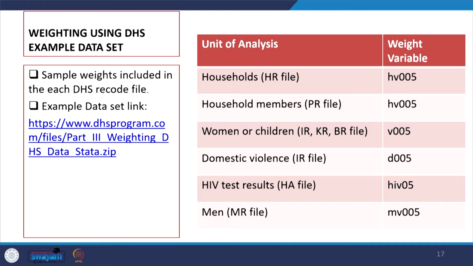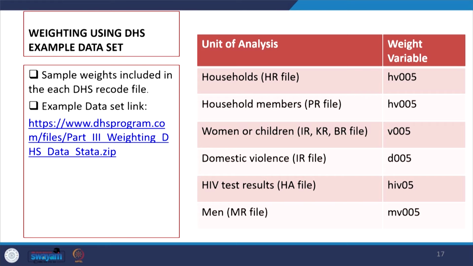Now, the weights in this DHS example data set: we have, like, the household weight, that is in the HR file, the household record file, and the weight variable in that data set is HB005. Okay. Household members, the person record, since they are members, person record file, it is HB005. Similarly, women and child. Okay. So they carry an individual record.